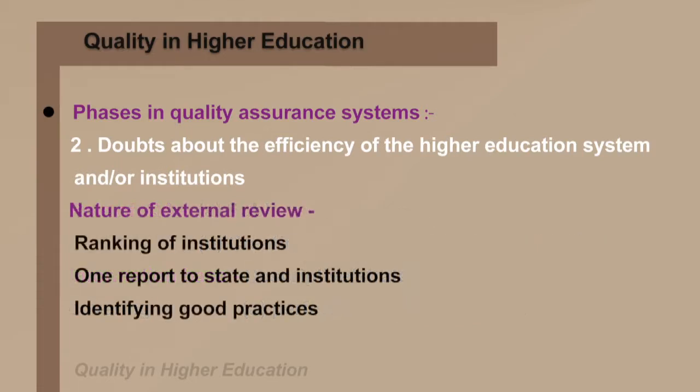And the nature of external review, and in terms of outcome how it is depicted, is in terms of ranking of the institutions, one report to the state and institutions, and identifying good practices. We can see that NAAC, when it does the institutional assessment, also has this component of good practices.